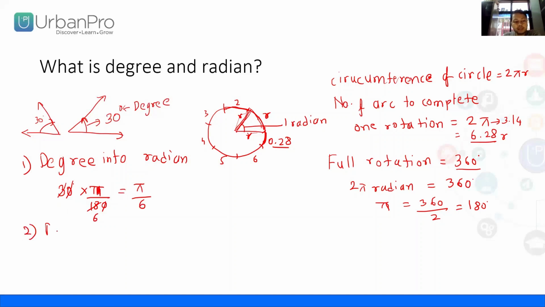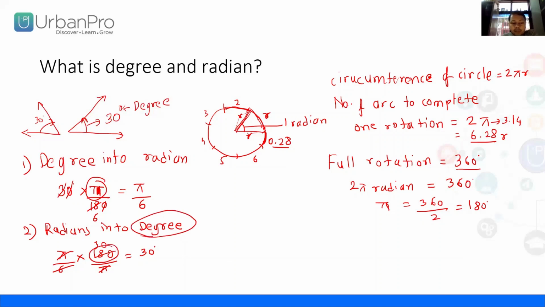Now if you want to convert radians into degree, if I'm taking pi by 6, you have to take 180 in the numerator and pi in the denominator. So pi will get cancelled and 6 into 30 is 180, so this will be your answer as 30 degree. So always remember, when you are converting into radian, pi is in the numerator, and when you are converting into degree, 180 will be in the numerator. Got it? So as simple as this.